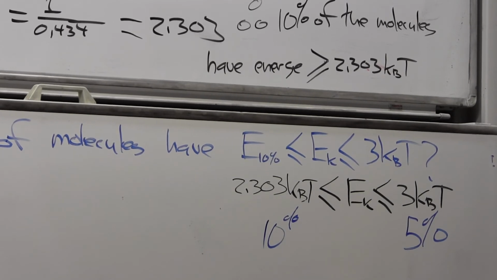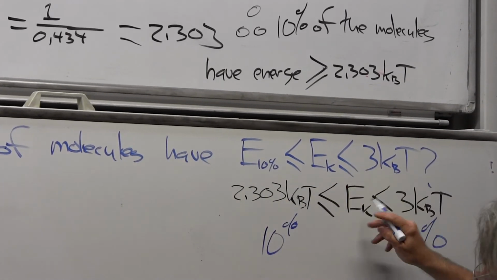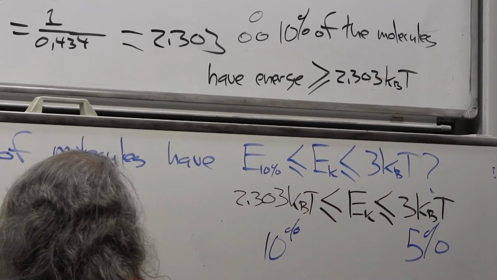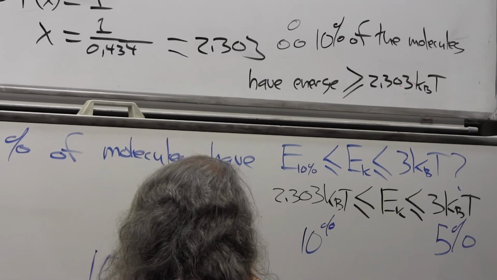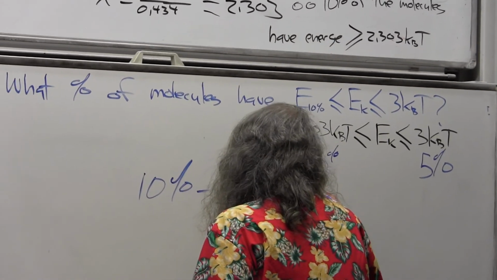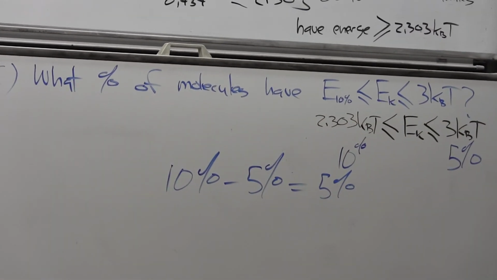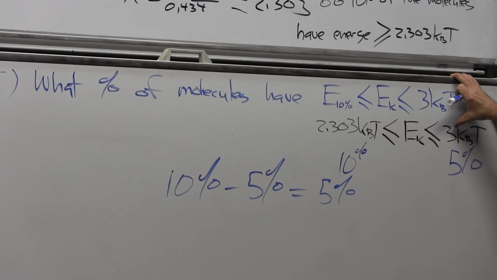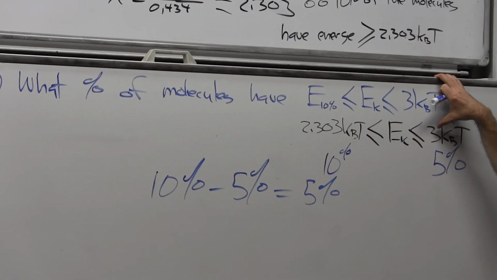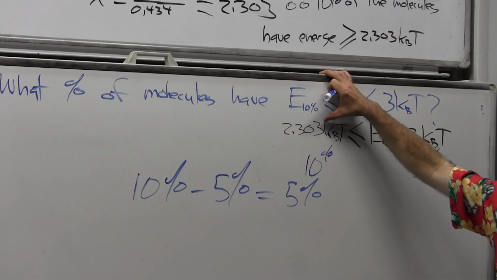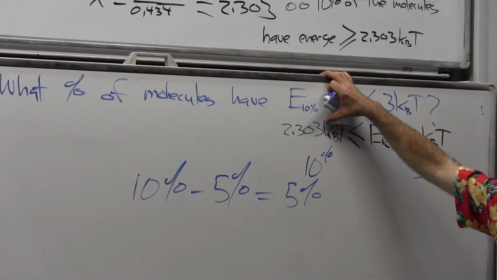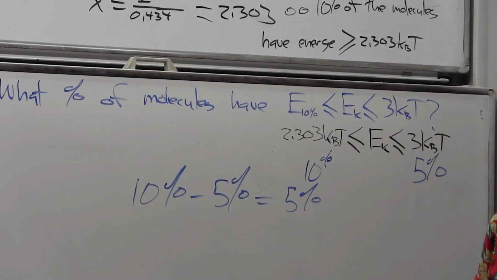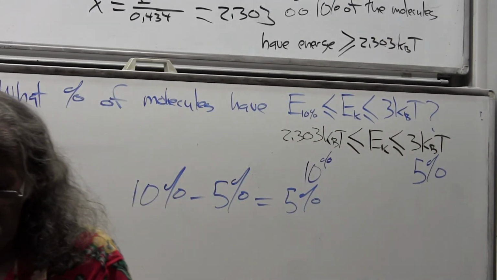So the percent of molecules with energy in between these two is 10% minus 5% equals 5%. So 5% of the molecules have an energy greater than or equal to 3 k B T. And then 10% have an energy greater than or equal to 2.303 k B T. That means that 5% of the molecules have an energy between these two values. That's all. It's just another application.